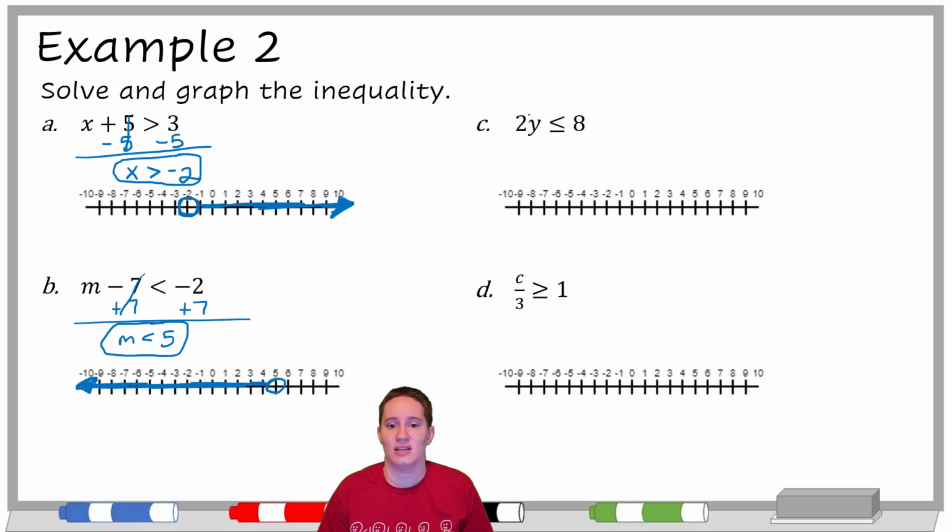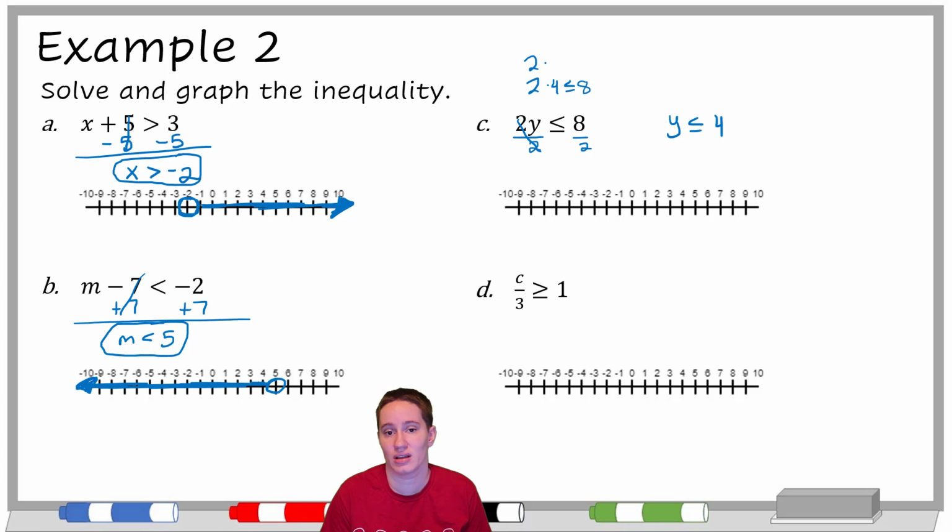Let's look at C. 2y is less than or equal to 8. So when we were solving equations, the way we did this is we divide both sides by 2. So y is less than or equal to 4. And at any point along the way, if we're not sure that this is really working for us, we can think about plugging the numbers back in to see if it works. So if I plug in 4, is this a true statement? 8 is less than or equal to 8.